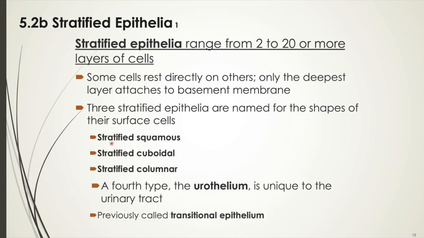So how many layers is a stratified, and their shapes? We talked about that. So you've got stratified squamous, stratified cuboidal, stratified columnar. And then the fourth type is going to be urothelium. And this is very unique to the urinary tract. They used to call it transitional epithelium. I'll mention this again, and you'll see why they used to call it transitional epithelium.